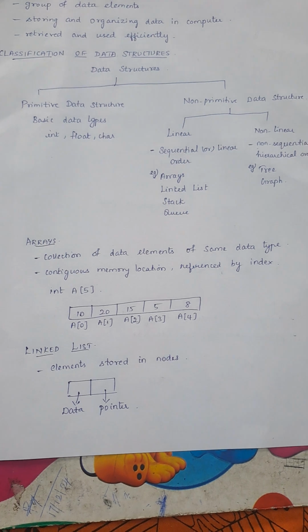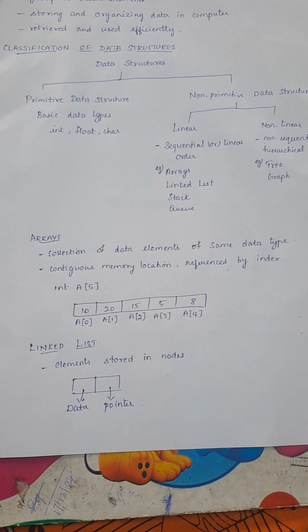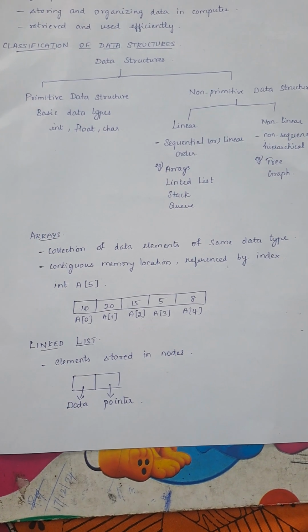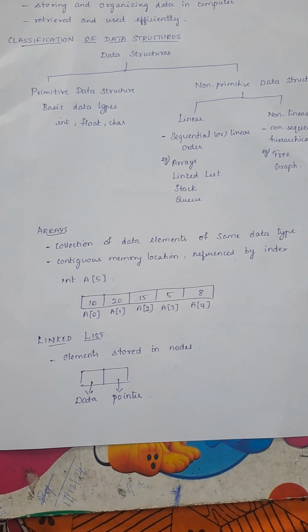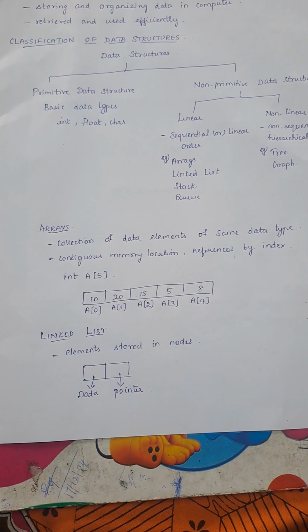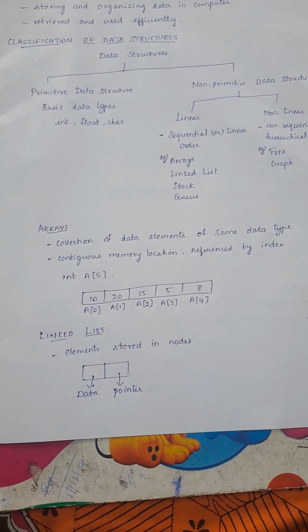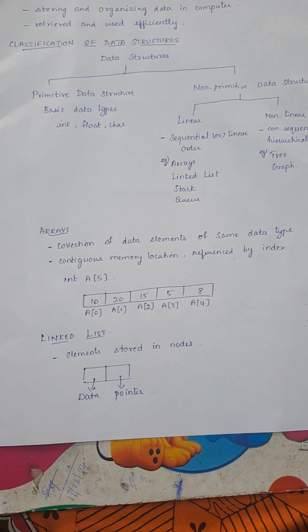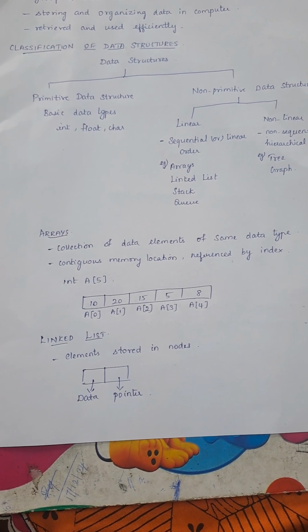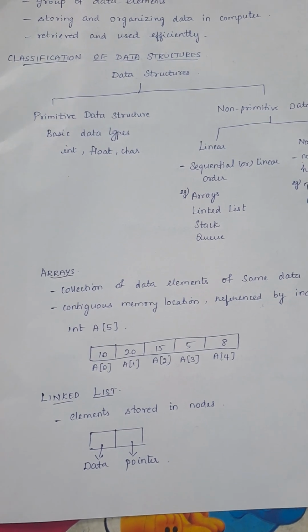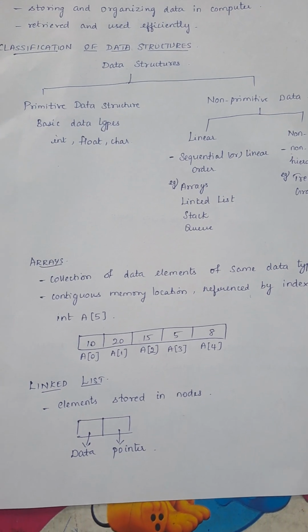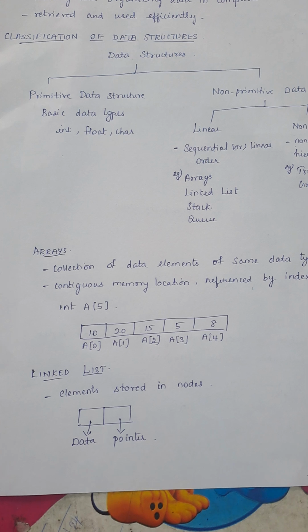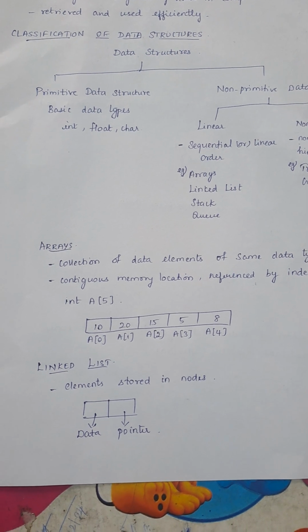Arrays you would have learned in C programming itself. Basically it is a collection of data elements of the same type. Contiguous memory will be allocated for an array, and to access an element we use the index. For example, I have an integer array A of size 5. 10, 20, 15, 5 and 8 are my elements, and using the index 0, 1, 2, 3, 4 I'll be accessing the respective elements.